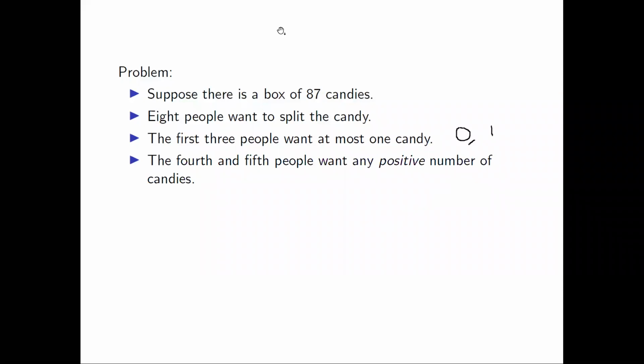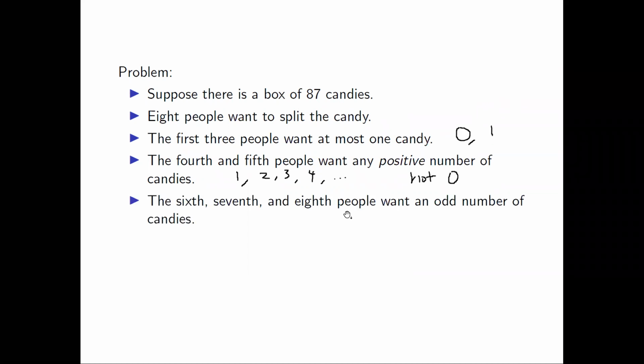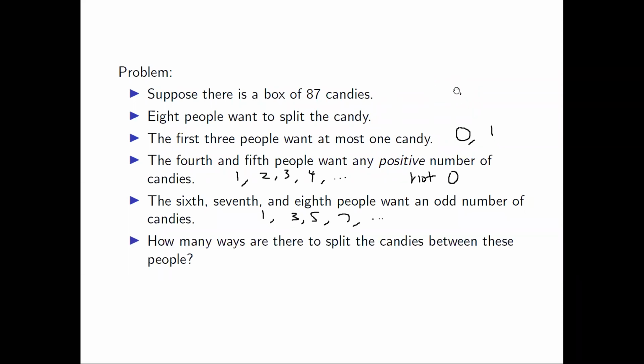The 4th and 5th people want any positive number of candies. So they're okay with 1 candy, 2 candies, 3 candies, 4 candies, and so on, but not 0. And this is for each of them. Each of the first 3 is okay with 0 or 1. And the 6th, 7th, and 8th people each want an odd number of candies. So they're okay with 1, 3, 5, 7, and so on. And same question as we were looking at on the previous slide. How many ways are there to split the candies between these people?